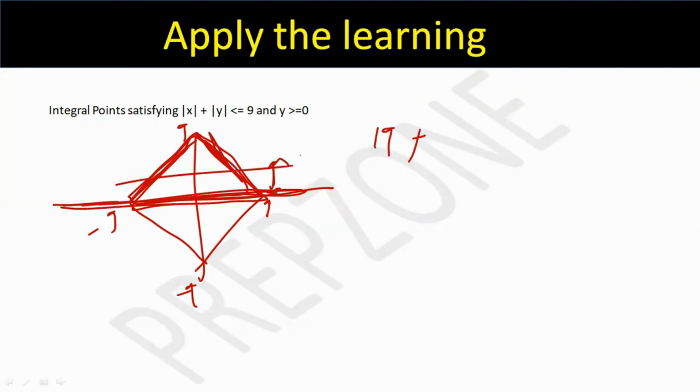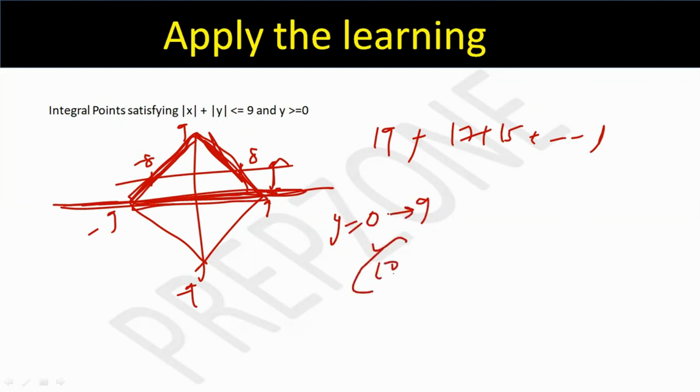Plus when y is 1, because the slope is 1, it's going to reduce this to -8 and this to +8. -8 to +8 is what? 17, plus 15, till 1. So how many values of y are there? y goes from 0 till 9. So in total there are 10 values, which means this is the sum of 10 odd numbers, nothing but 10 squared. Answer is 100.